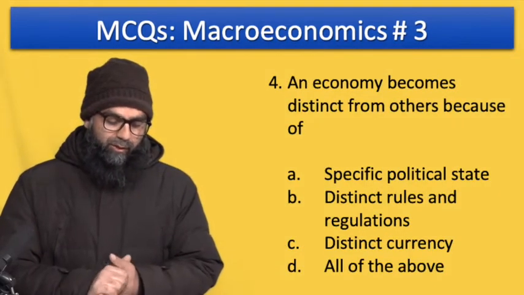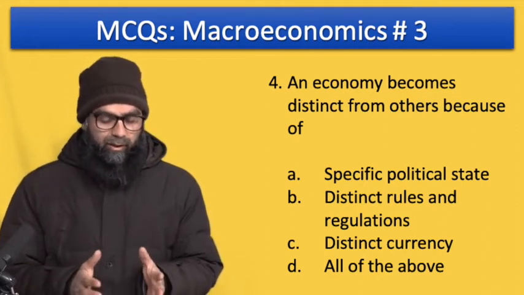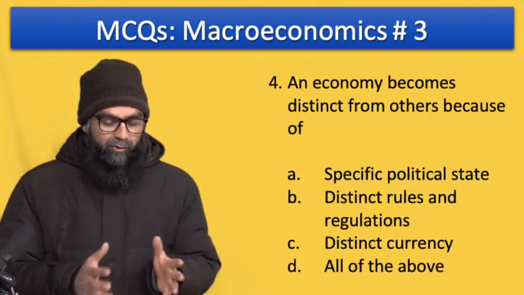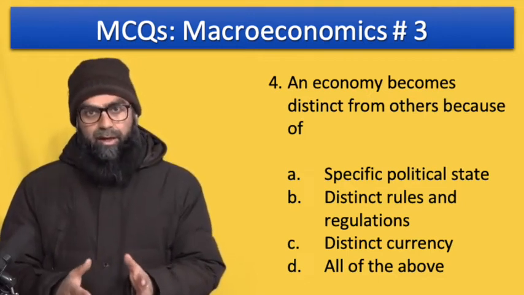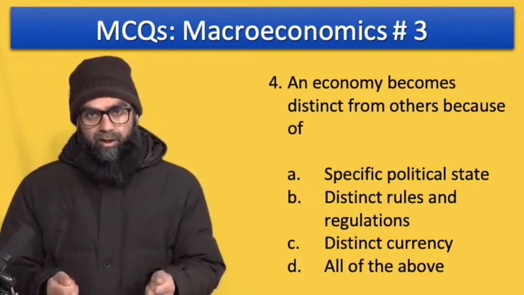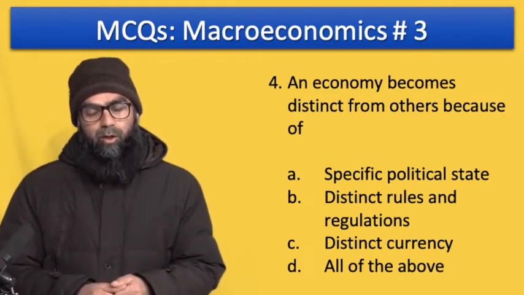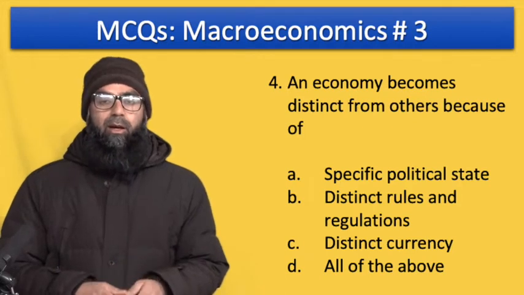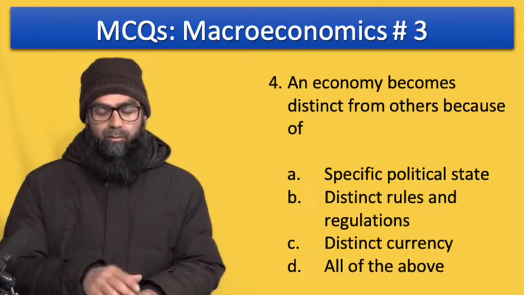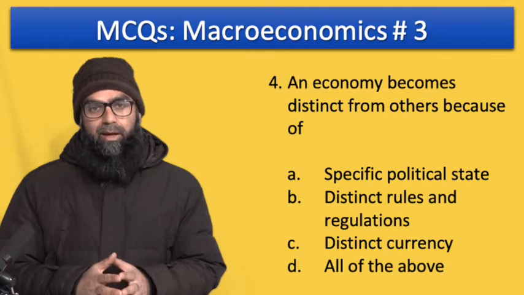Now our fourth question is, an economy becomes distinct from others because of. What are the factors that make an economy distinct from others? Our first option is specific political state. Our second option is distinct rules and regulations. Our third option is distinct currency, and our fourth option is all of the above. From our discussion, we know that the three factors given here, A, B, and C, are the factors which make an economy distinct.